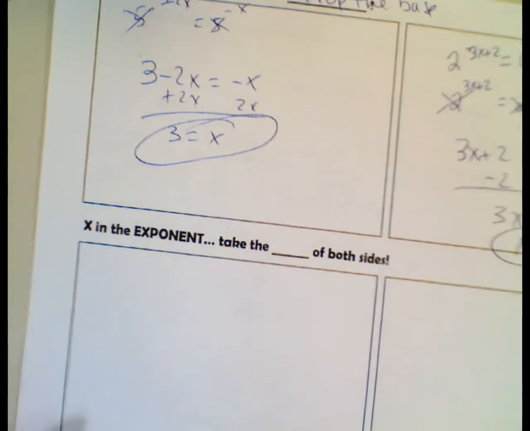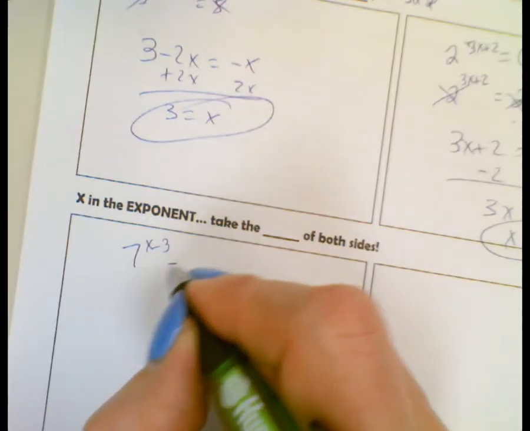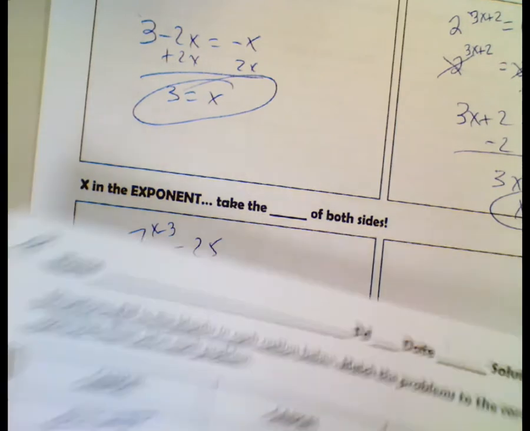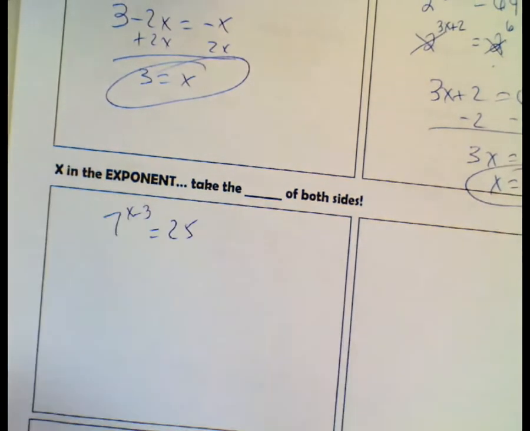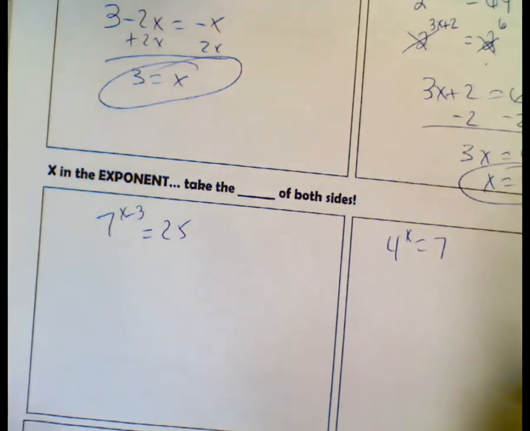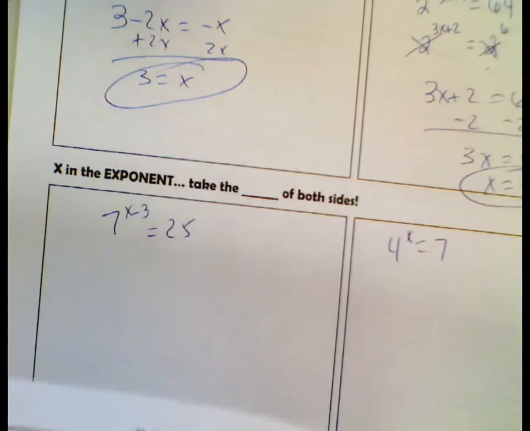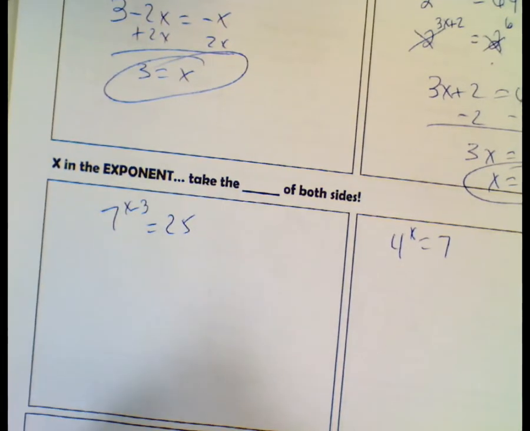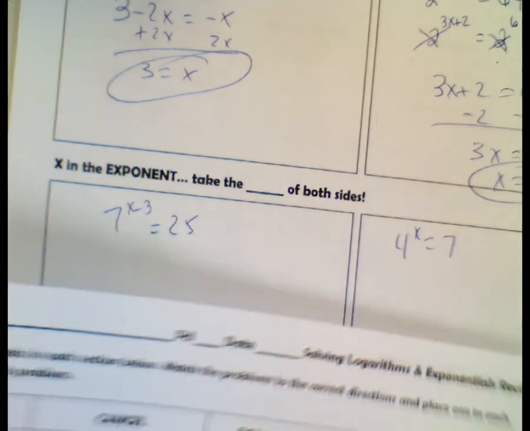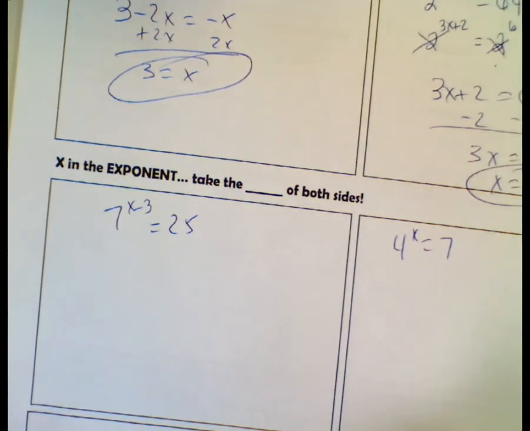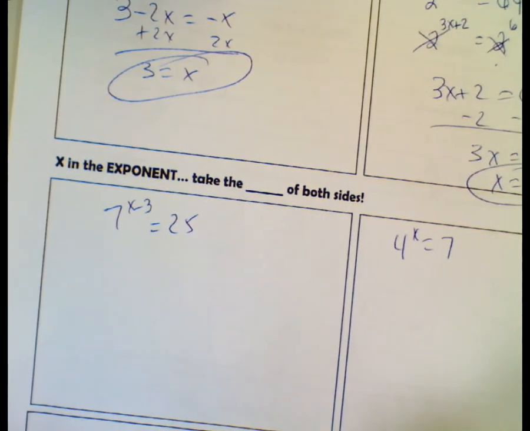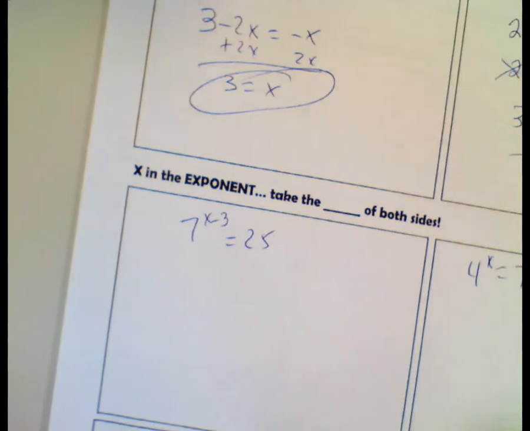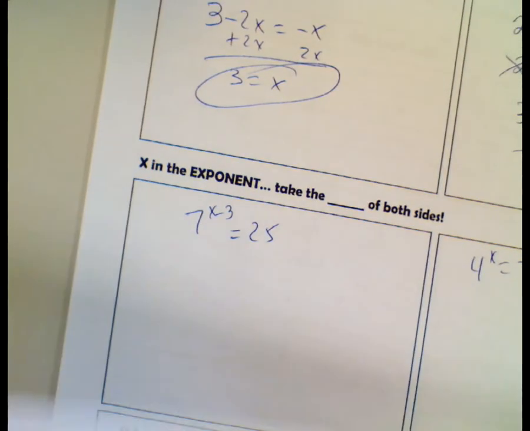So that means the last 4 go in here. So we have 7 to the x minus 3 equals 25. That one's done. We have 4 to the x equals 7. That one's done. We have 3 to the x equals 36 here. That one's done. And we have 6 to the 3x plus 1 equals 215. And that one's done. And that's all of them. So that's our last 4.